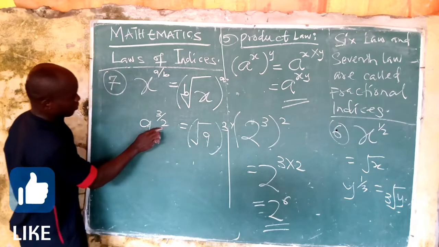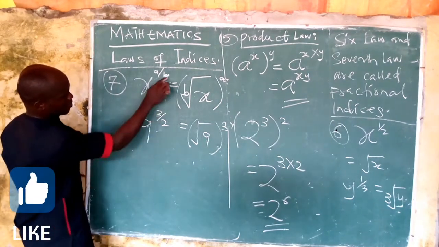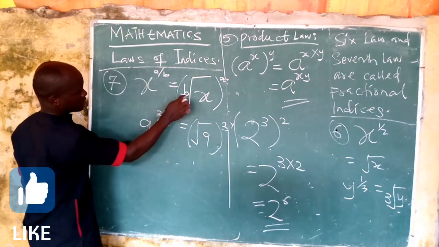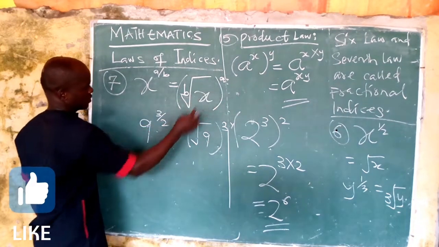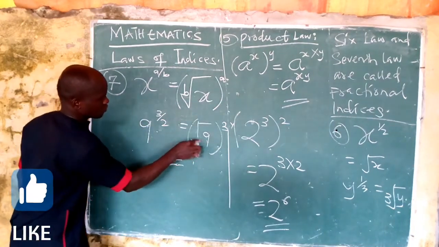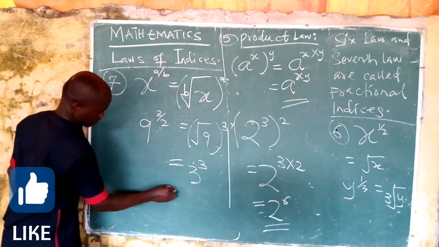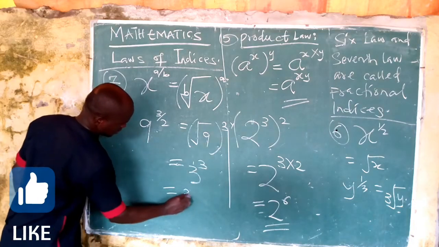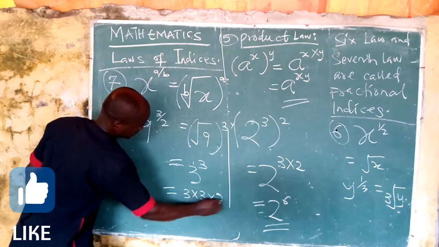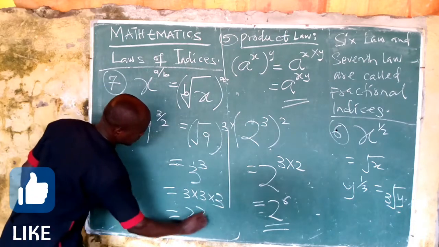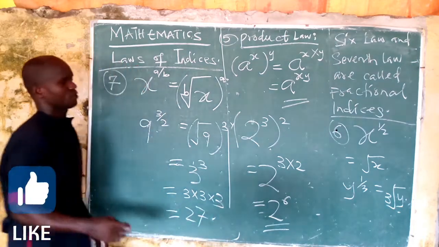Remember, the denominator determines the root here. So that means the square root of 9 is 3. This 3 raised to power 3 means 3 times 3 times 3. That should give us 27. Hope it's clear.